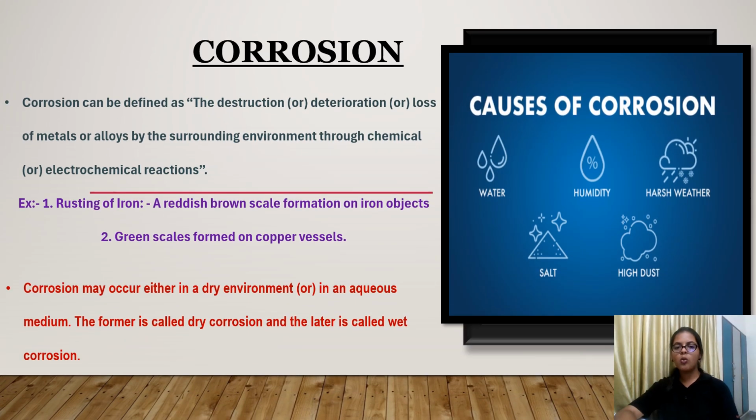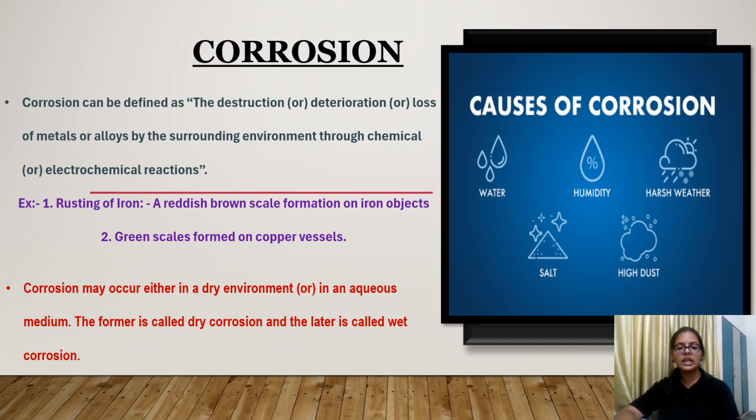So first, what is corrosion? Corrosion can be defined as the destruction or the loss of metals or alloys by the surrounding environment through chemical or electrochemical reactions. Example, rusting of iron, a reddish-brown scale formation on iron objects, green scales formed on copper vessels.